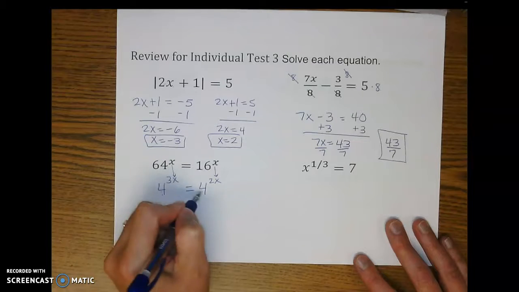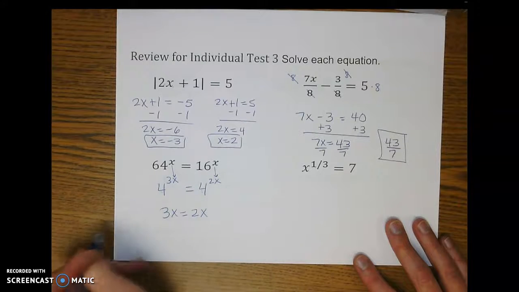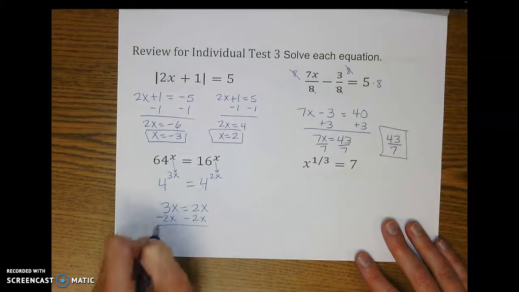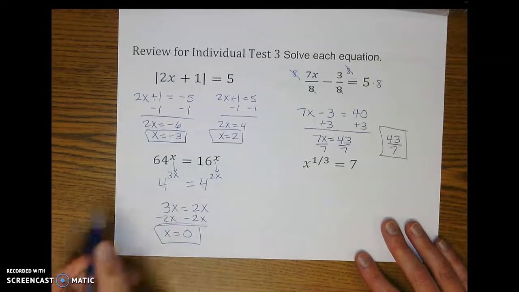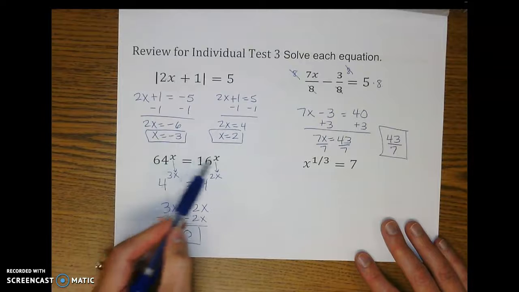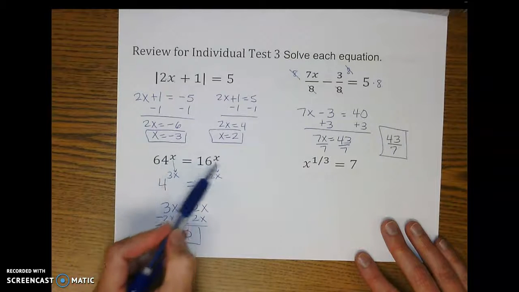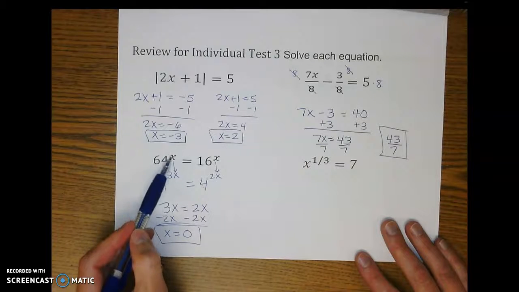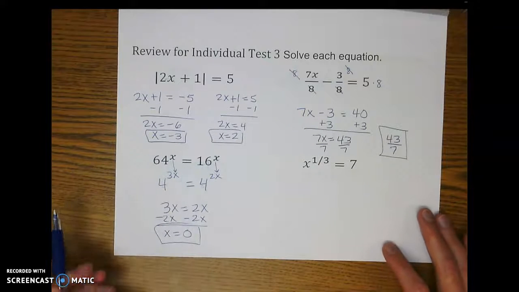Now that I have the same base, I can set my exponents equal to each other. So 3x equals 2x, I solve, subtract 2x on both sides, so x equals 0. And that should make sense to you because any other number I put in here is just not going to work, right? 64 to the first power is 64, this would be 16. They don't equal. The only time they're going to equal each other is when 0 is right here, because anything to the 0 is 1, so they both end up being 1.